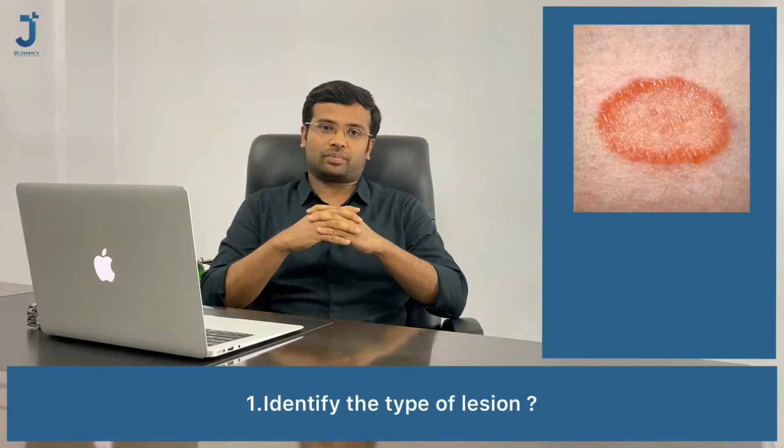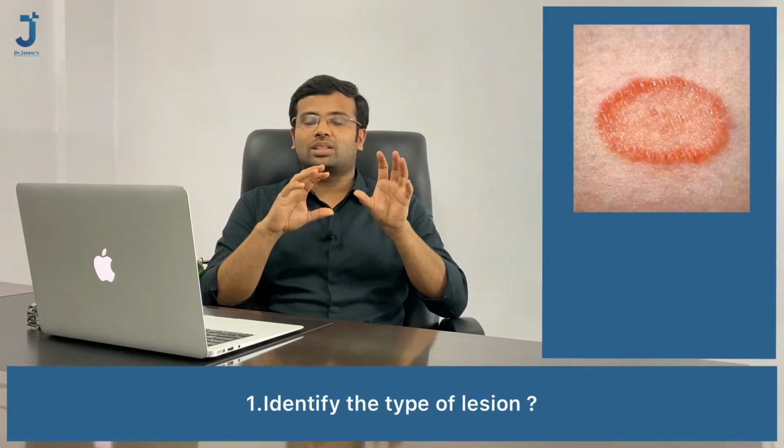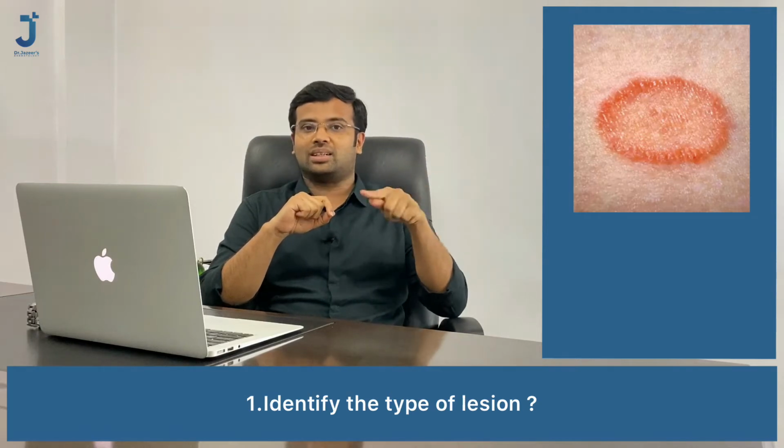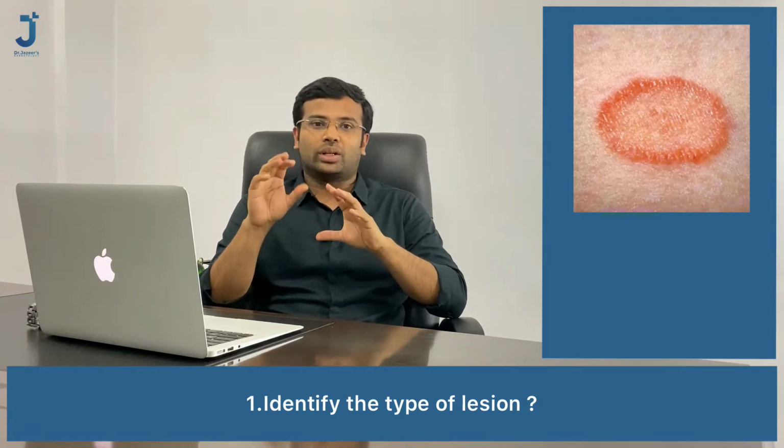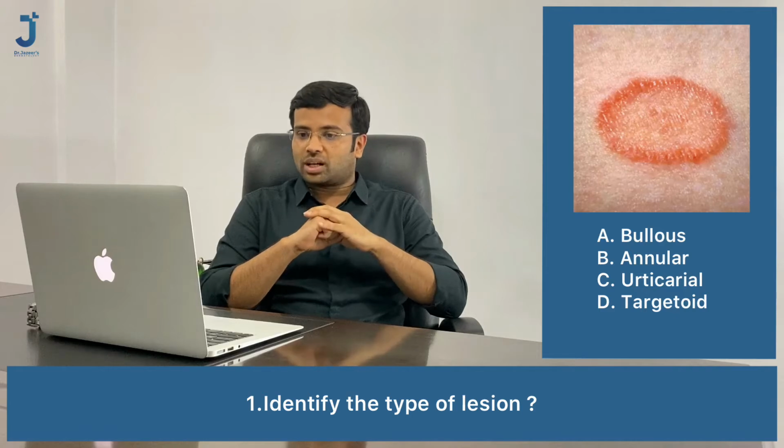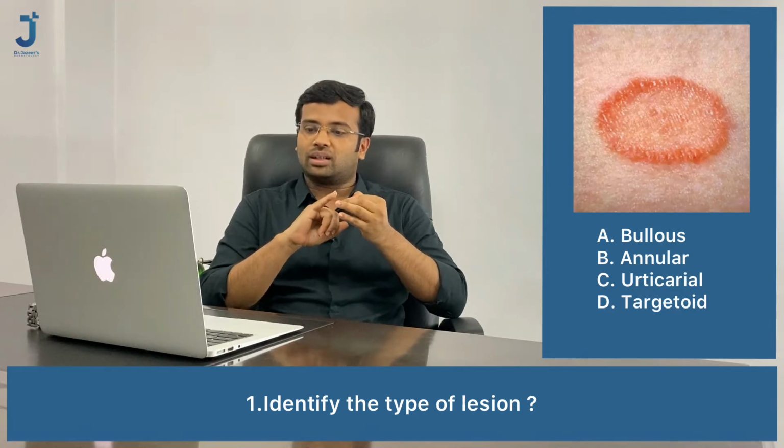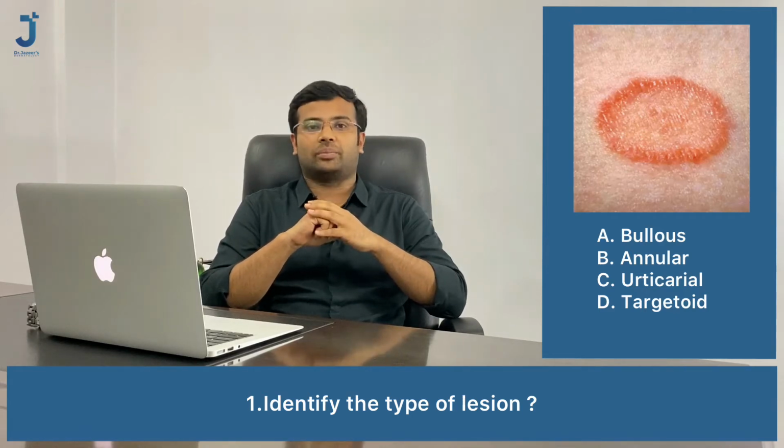The first question is, identify the type of lesion. Can you see this lesion? What does it look like? It looks like a ring, isn't it? Round lesion. And now look at the options. The options are bullous, annular, urticarial and targetoid. So what do you think?